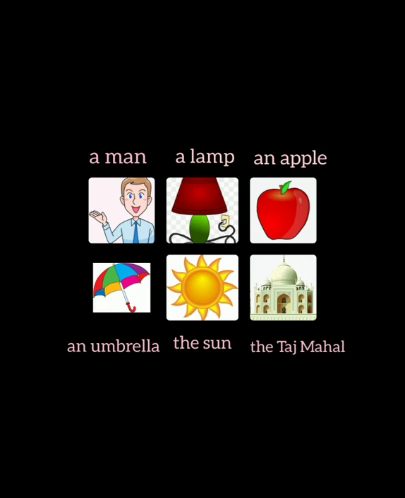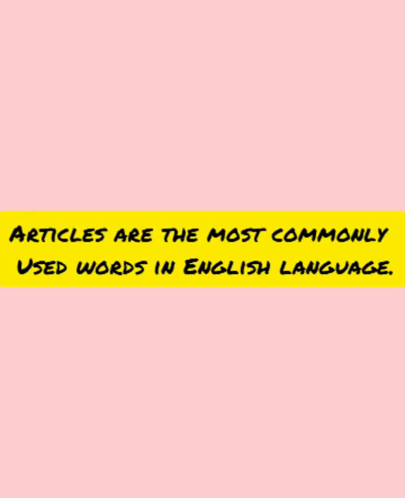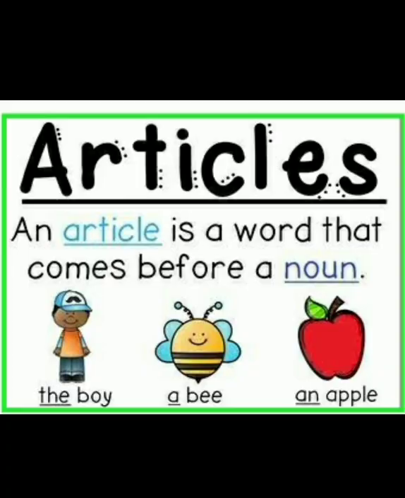Look at this picture: a man, a lamp, an apple, an umbrella, the sun, the Taj Mahal. The words a and the are called articles. Articles are the most commonly used words in the English language. We use them before nouns. So let me explain this in detail.